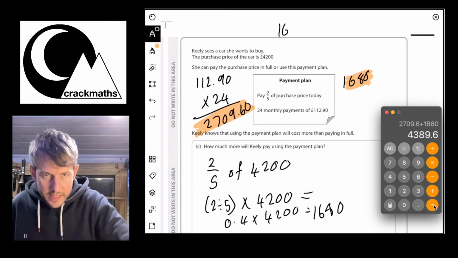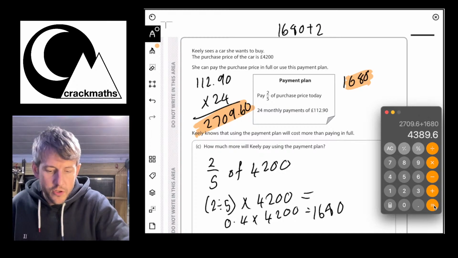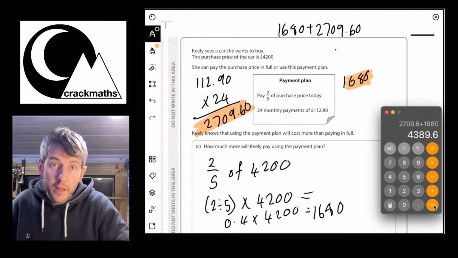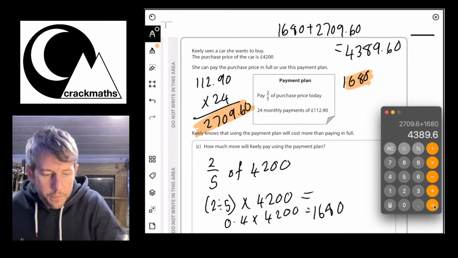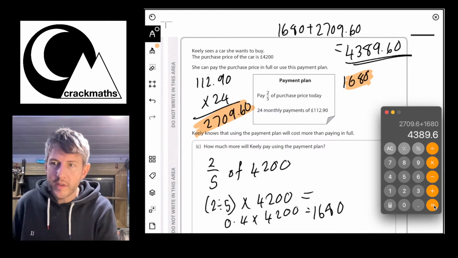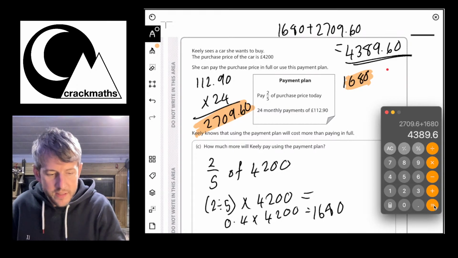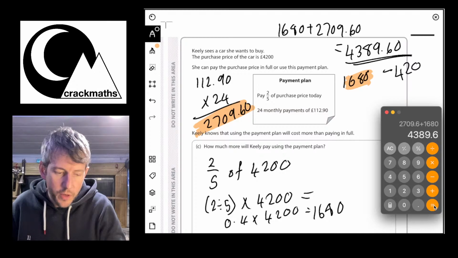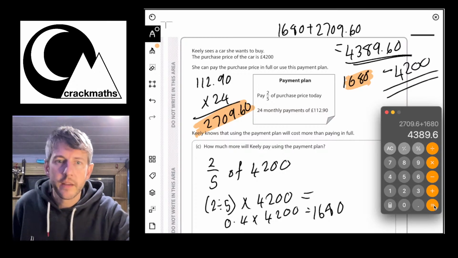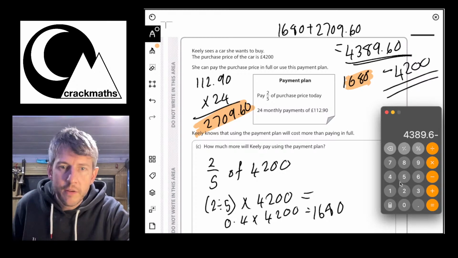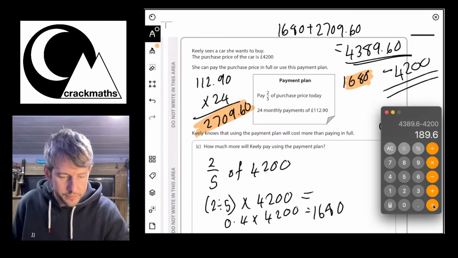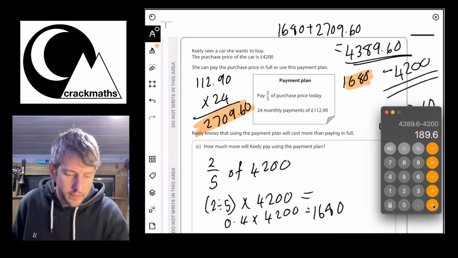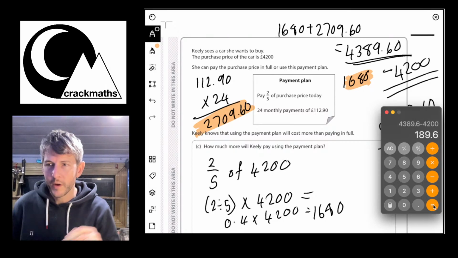So I'll just make a note that I've done that. So 1,680 plus 2,709.60 equals 4,389.60. Okay, right. How much more is that than the purchase price? Well, what we now need to do is take away the 4,200 and see what that gives us. Okay, so minus 4,200 equals £189.60. So there we go. Question done.